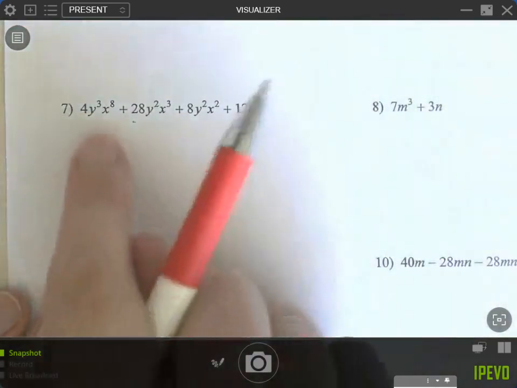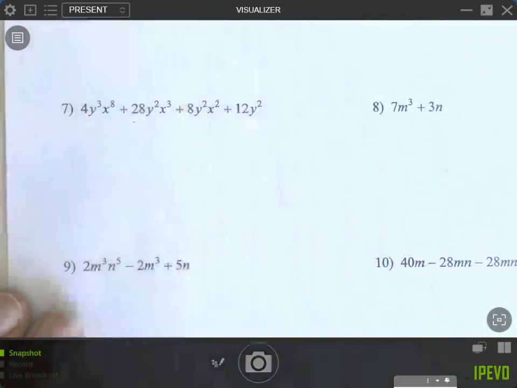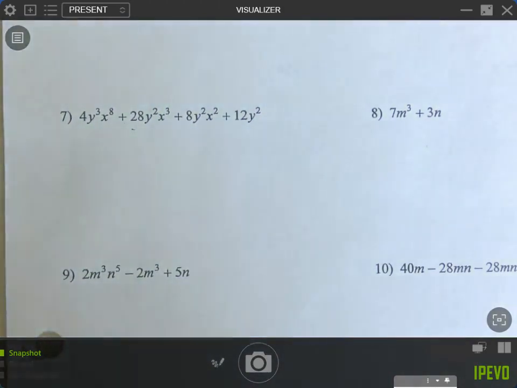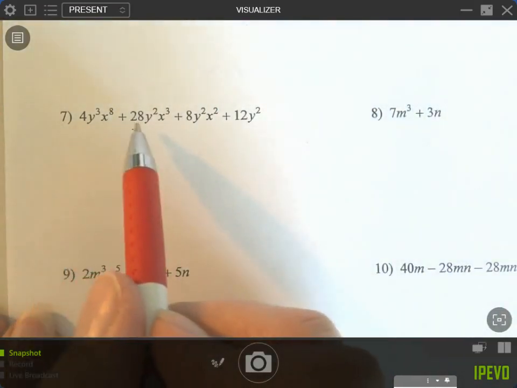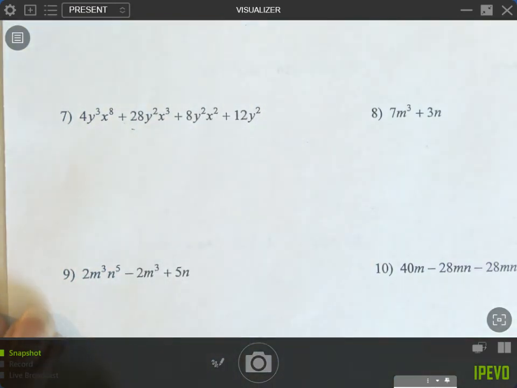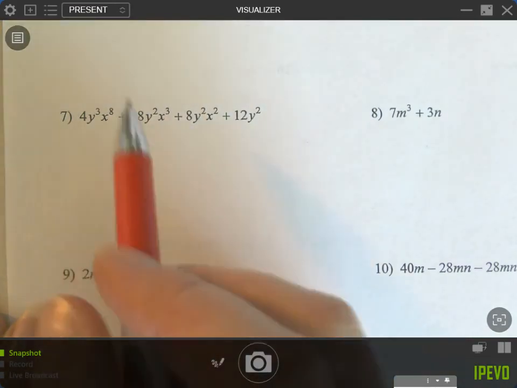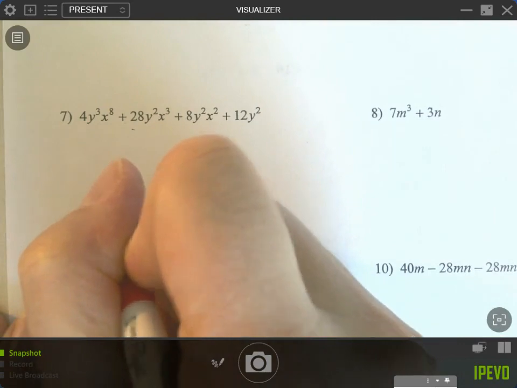All right, look at number 7. It looks a little overwhelming, but there's only 1, 2, 3, 4 terms there. Do you see them? With those 4 terms, let's just talk about the number. What number am I focusing on to not be overwhelmed? 4. Does 4 divide into everything evenly? 4 is a factor of each number. I can't go higher. Now let's look at our variables.